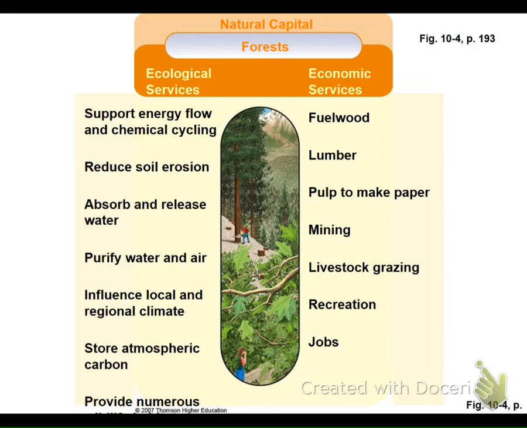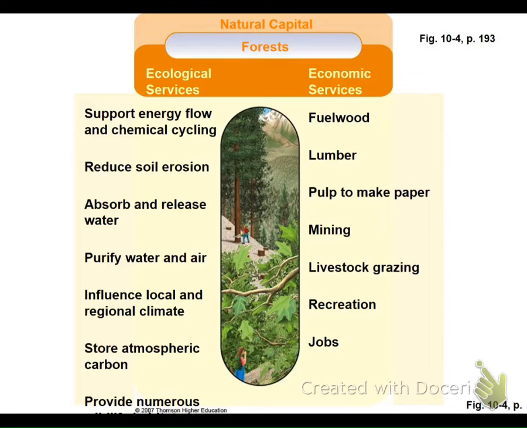What are some of the economic services? See the difference between ecological and economic services? Economic services, it provides fuel wood. A huge amount of people in the developing countries do not have gas stoves. They don't have electricity. How do they cook? How do they warm their homes? By cutting down trees. We use lumber. We use the trees for paper. We use the forest also for mining various things.